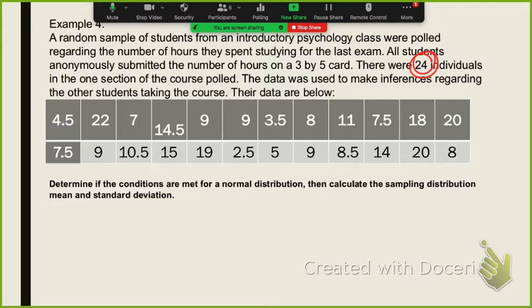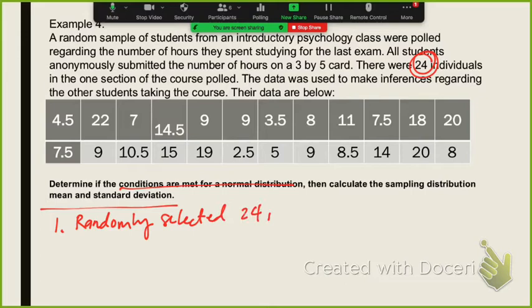It says determine if the conditions are met for a normal distribution, then calculate the mean and the standard deviation. So what I want to do, first condition is, what's the first condition always? Random. So randomly selected 24 individuals. Second one is deciding the normal condition. So I'm going to take my data, my 24, and put them all in list 1. So go ahead and type those 24 data points into list 1.